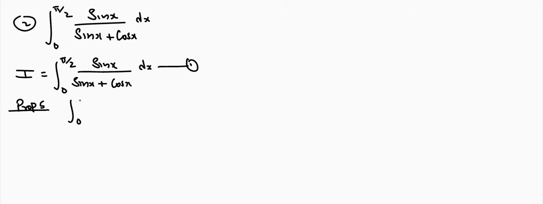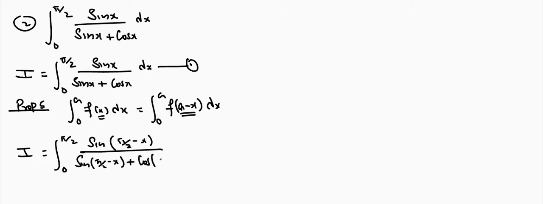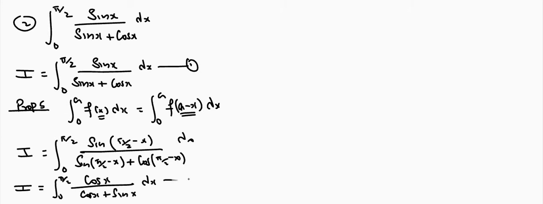Fifth property is integral 0 to a f of x dx equals integral 0 to a f of a minus x dx. So here I is equal to, what can we write? Integral 0 to pi by 2, everywhere replace x by a minus x, that is, replace x by upper limit minus x. Upper limit is pi by 2. Then we write sin(pi by 2 minus x) divided by sin(pi by 2 minus x) plus cos(pi by 2 minus x). Then I equals integral 0 to pi by 2. The numerator becomes sin(90 minus x), and it is cos x by cos x plus sin x dx, equation number 2.